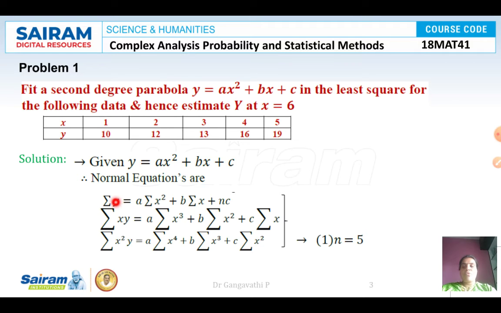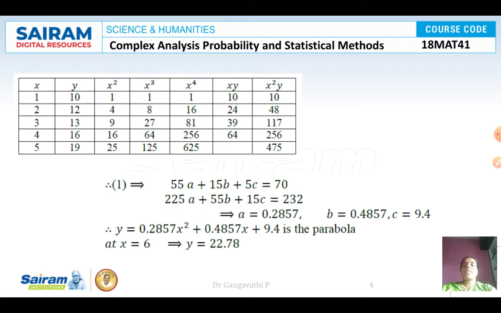We need sum of y values, sum of all the x square values, sum of all x values, sum of all xy values, sum of all x cube, sum of all x square y, and sum of all x to the power of 4 values. So let us construct the table.